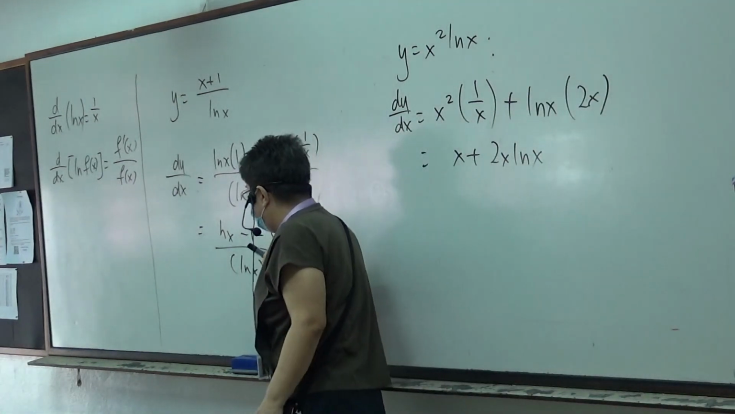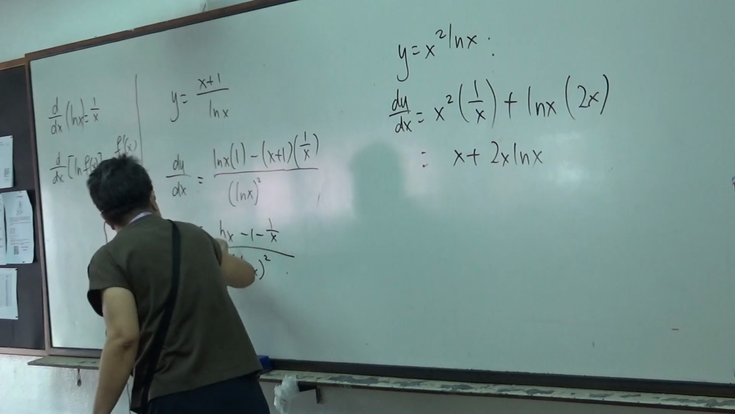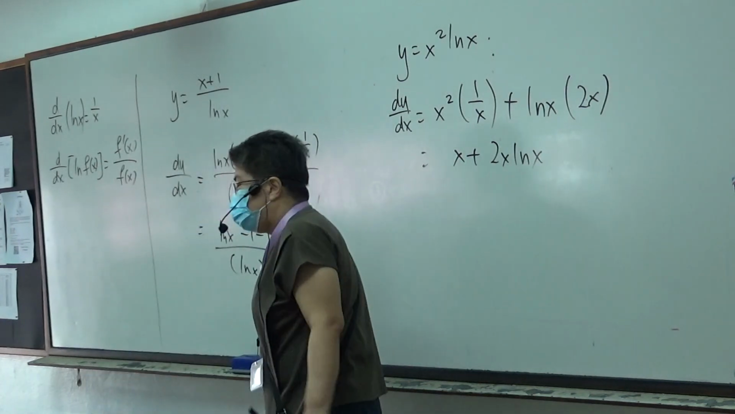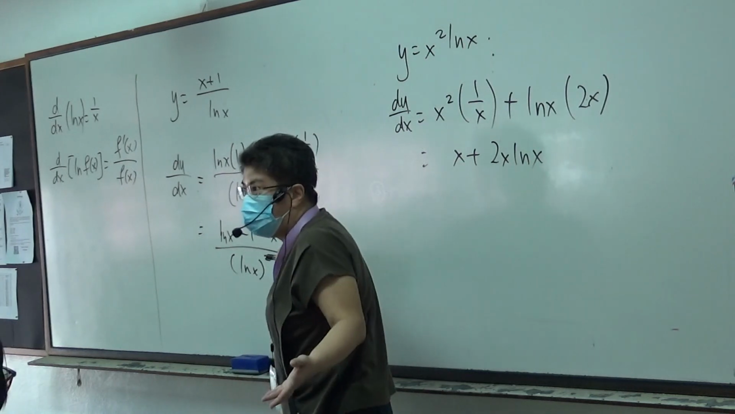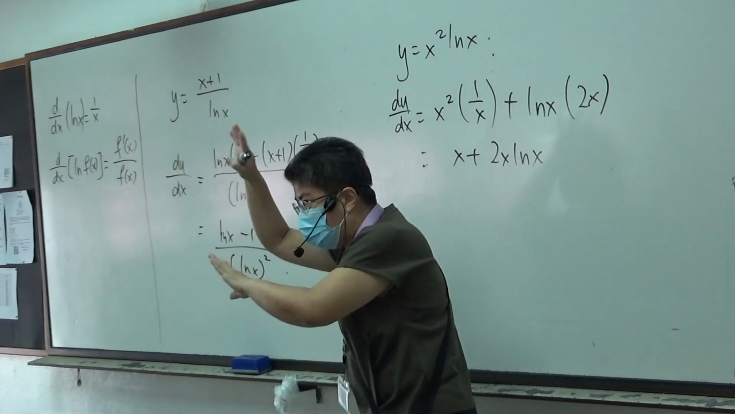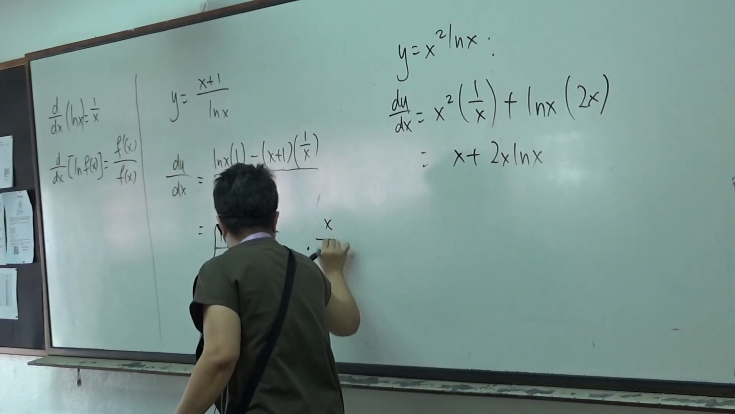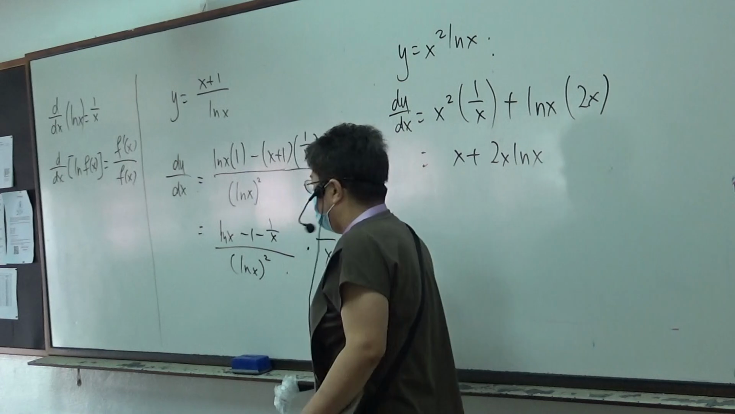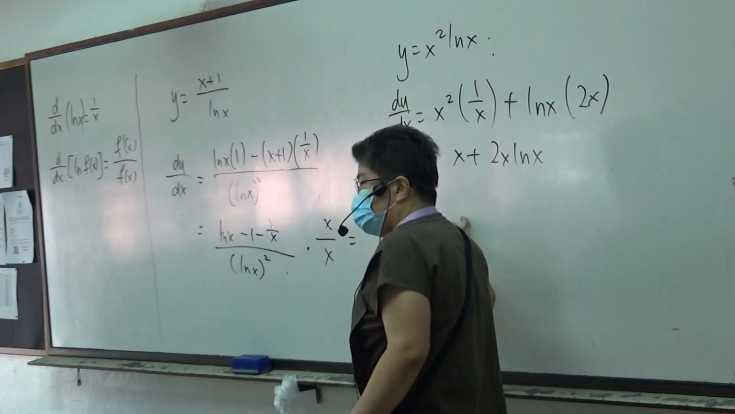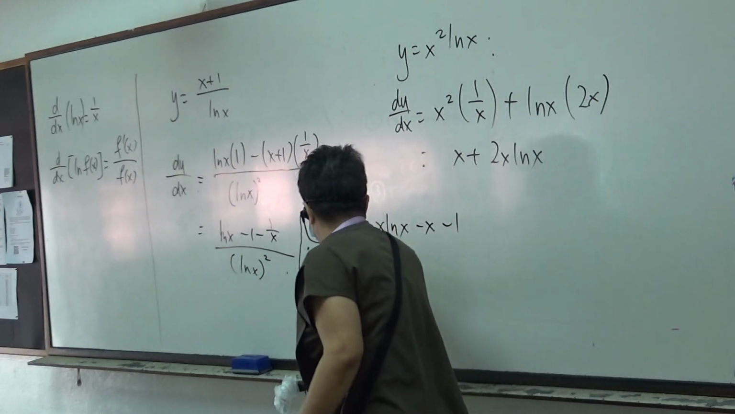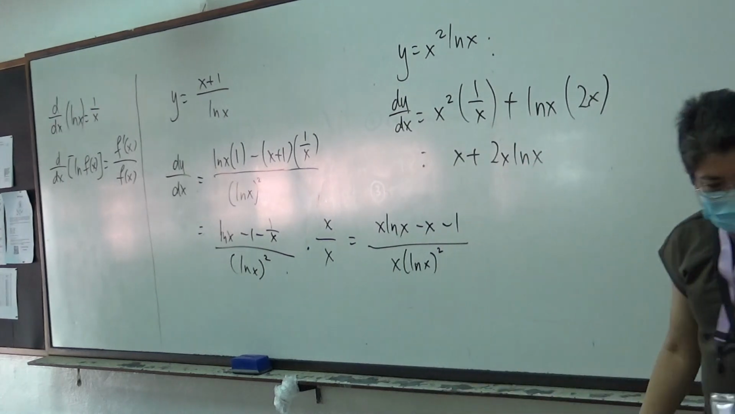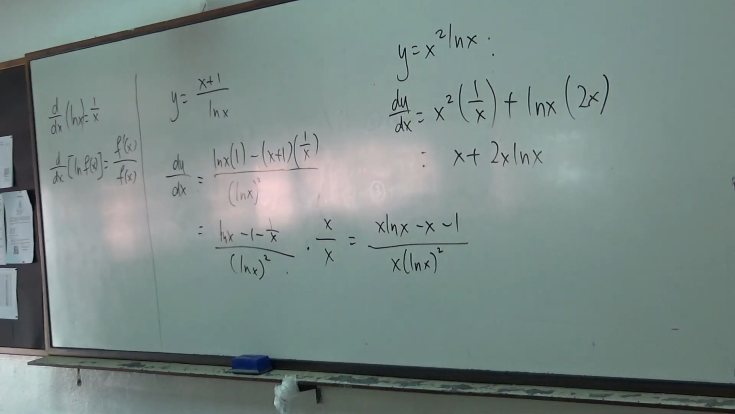Fraction. You cannot have a fraction here. Very bad. I cannot have a fraction in the numerator. So can you see I can multiply by x over x? I multiply by 1. So if I multiply by x over x, what do I get? x ln x on top, minus x, then minus 1, over x ln x squared. That's how I get the answer over there.